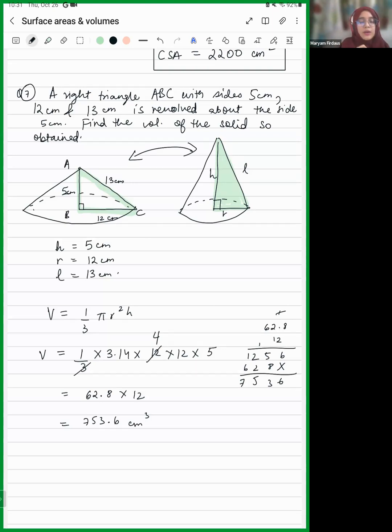So when we say revolved about so and so side, that side is fixed. Over here they are saying that it is revolved about the side 5 centimeters. So the 5 centimeter side is fixed. Okay.